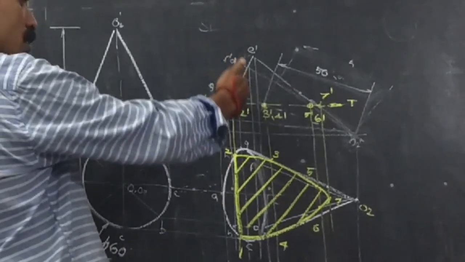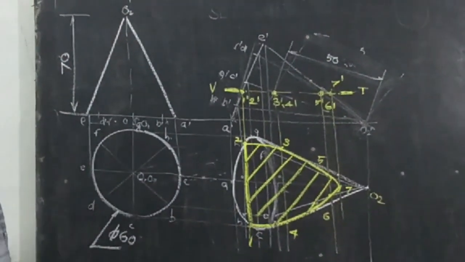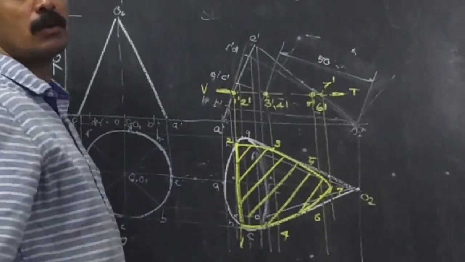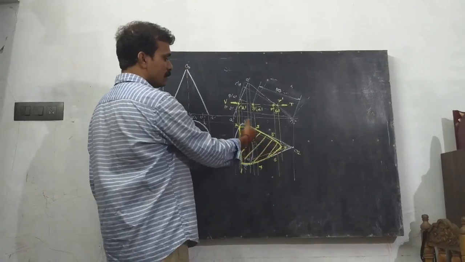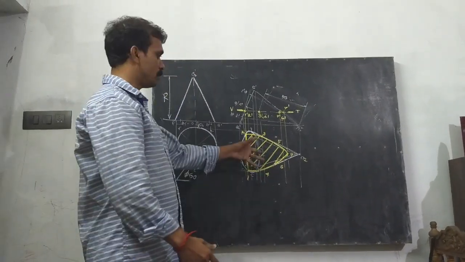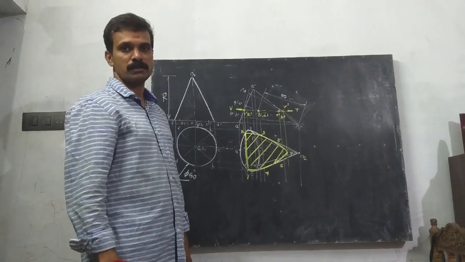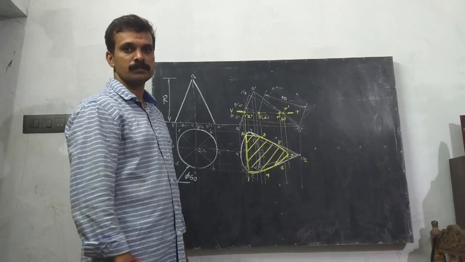Now project all these points, 1 dash, 2 dash to 7 dash, in the top view, and the corresponding points are marked as 1, 2, 3, 4, 5, 6 and 7. Enclose all these points and hatch it, so that we will get the final image. Okay. I will share the answer also with this video. Is it clear?